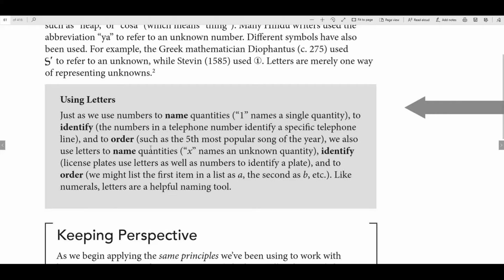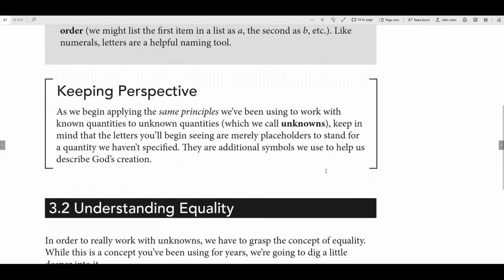Now this gray box is important because on your worksheet, the last question is going to bring you back to this box. Okay? While we use letters, we use them to name, to identify, and to order. That's what you need to know. As we begin applying the same principles we've been using with known quantities to unknown quantities, which we call unknowns, keep in mind that the letters you'll begin seeing are merely placeholders to stand for a quantity we've not yet specified.